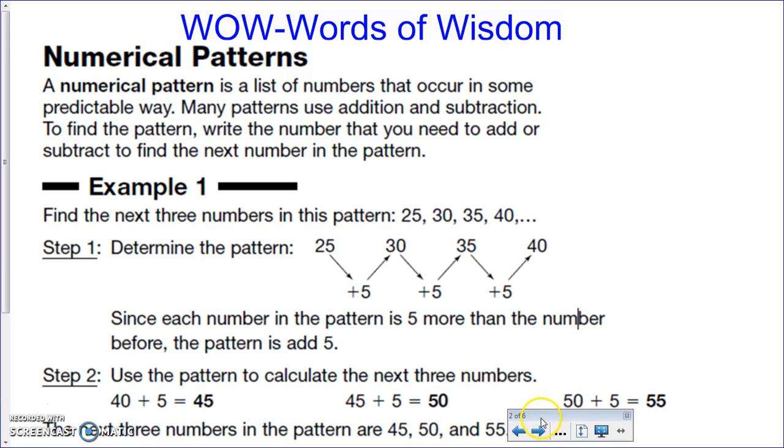Numerical patterns. A numerical pattern is a list of numbers that occurs in some predictable way. Many patterns use addition and subtraction. To find the pattern, write the number that you need to add or subtract to find the next number in the pattern.